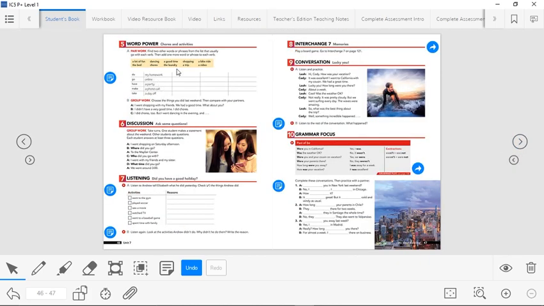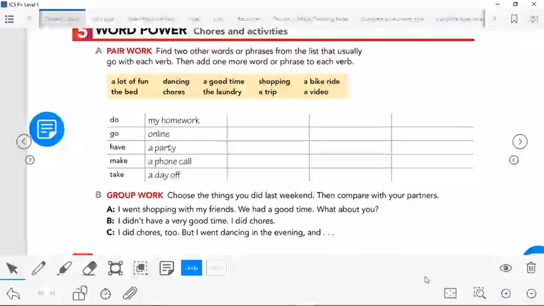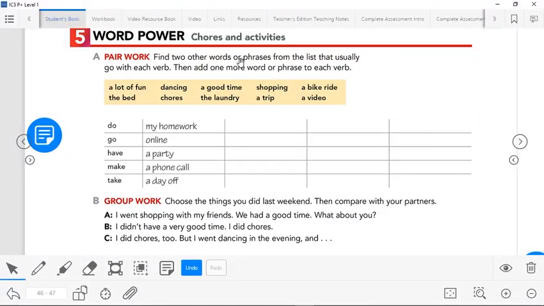Okay, for now we're gonna be continuing with the almost last part of the day. Here we have a word power that is called chores and activities. You're gonna find two other words or phrases from the list that usually go with each verb. Then add one more if you want. We have do, go, have, make, and take. You can do your homework, go online, have a party, make a phone call, take a day off, and you have all of these to sort into the correct position, okay? So take your time and complete it.